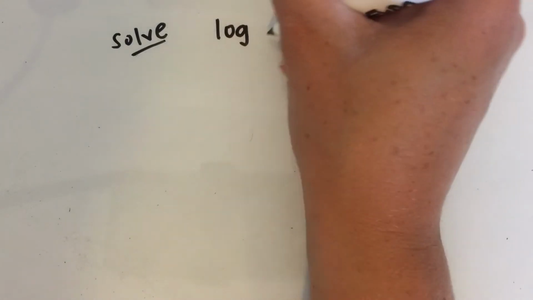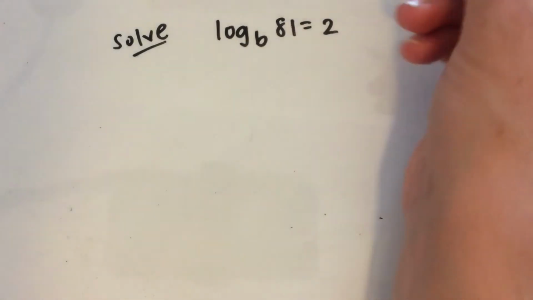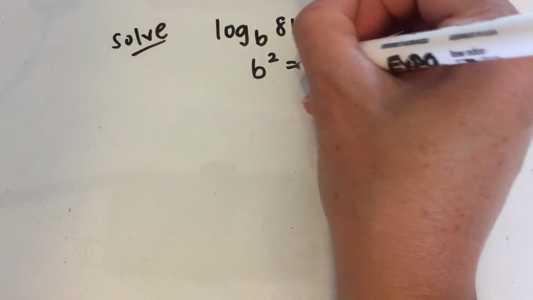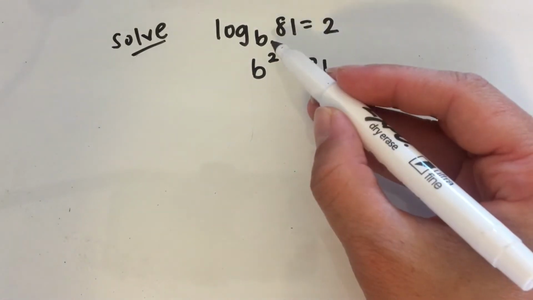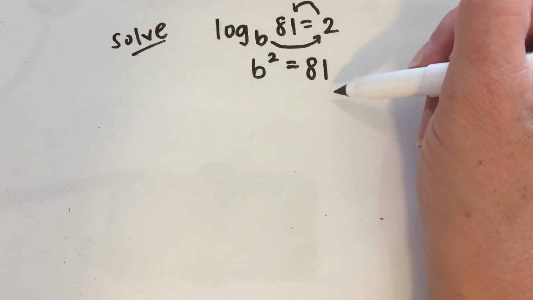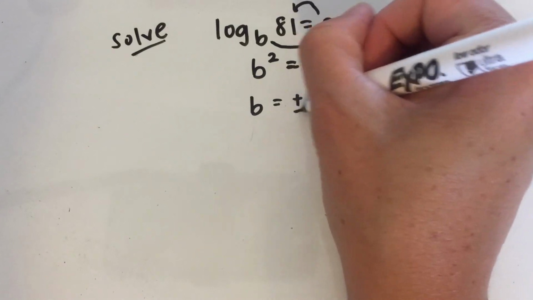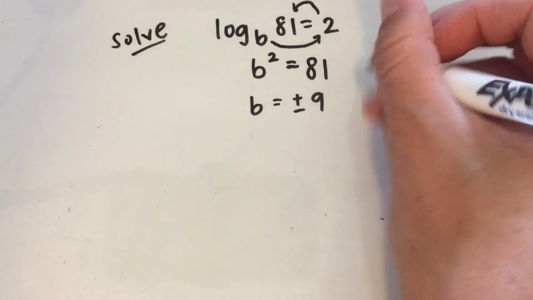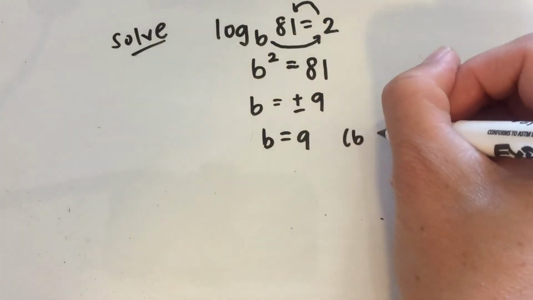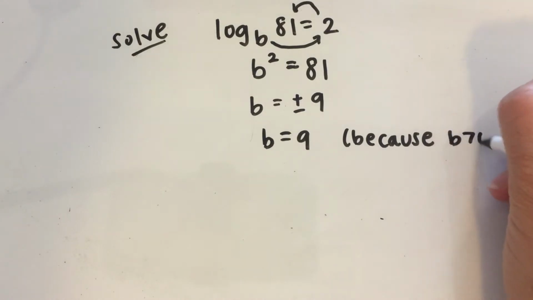Now this example is asking you to solve for b, so we have log base b of 81 equals 2. So we're going to take b to the second power and set it equal to 81. So b squared equals 81. Now we're going to take the square root of 81 and we get plus or minus 9. But b is going to equal 9 because b is greater than 0, so it can't be negative.